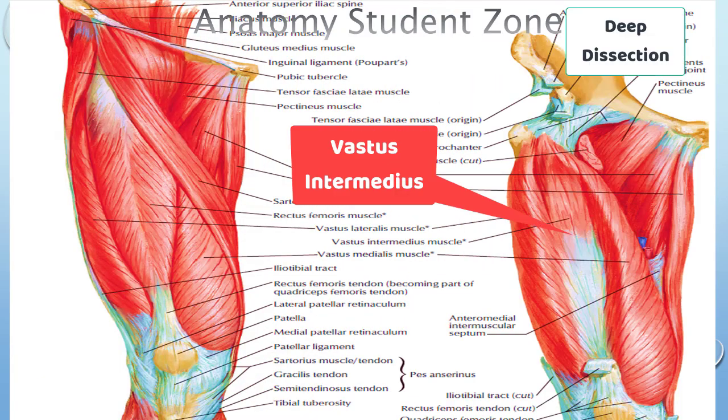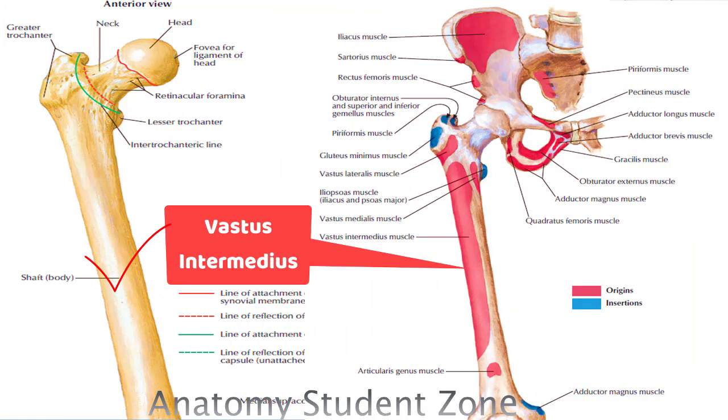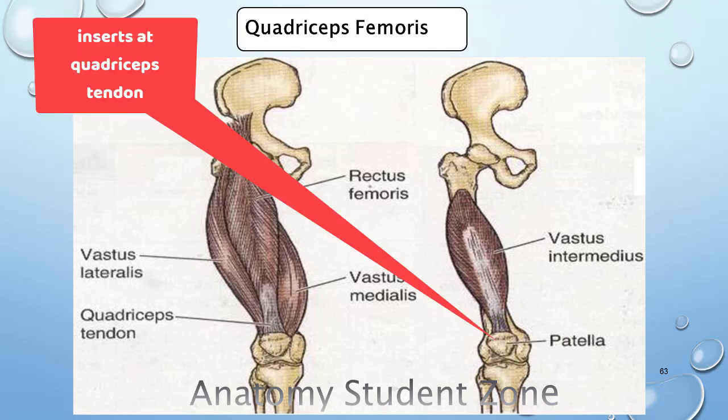And you had seen that we can see this muscle on deep dissection. So vastus intermedius is going to arise from the anterior and the lateral surface of the shaft of the femur, but not from the whole shaft of the femur. It is going to arise from just its upper 2/3. Like other vastus muscles, it is going to insert on the patella via the quadriceps tendon, similarly this muscle is also going to insert on the patella.